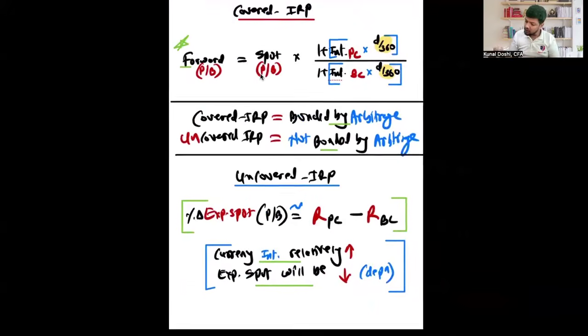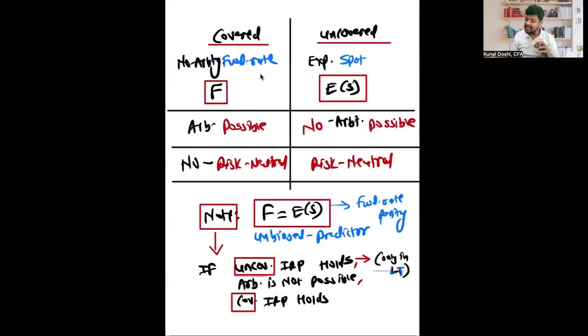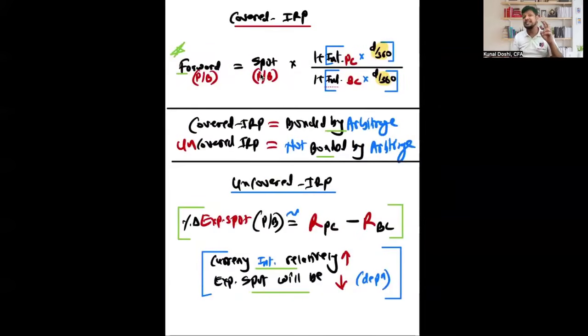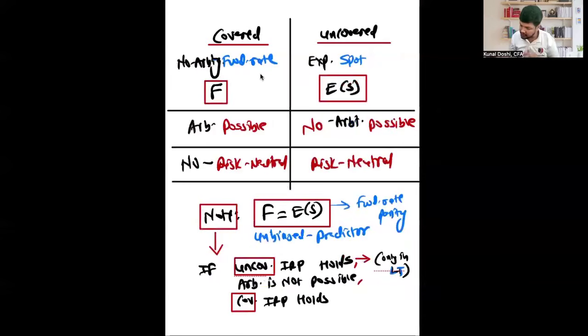So in our formula also, we've concluded this, that the international Fisher effect says that the difference between the two countries' interest rate is due to inflation. See here, the Fisher effect, the real rates are the same. So the difference is due to inflation. Covered and uncovered, covered is based on arbitrage, uncovered is not. If they both are the same, it's called an unbiased predictor. We've written that in the formula notes as well.